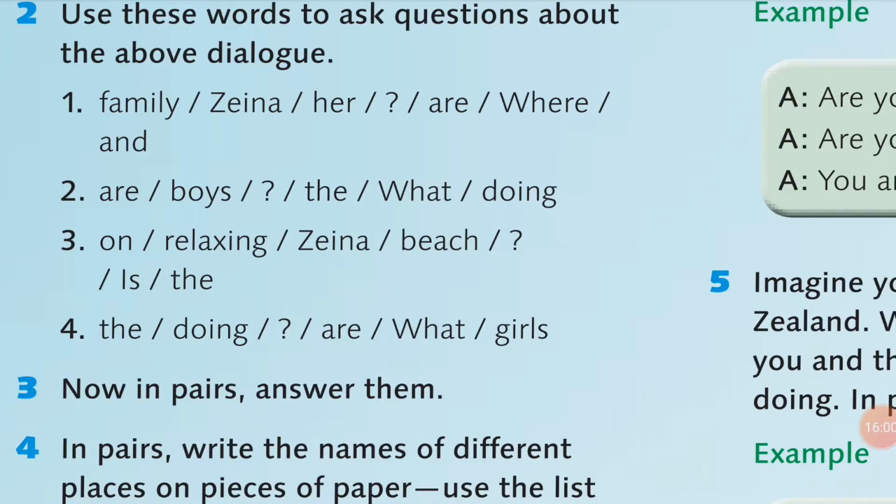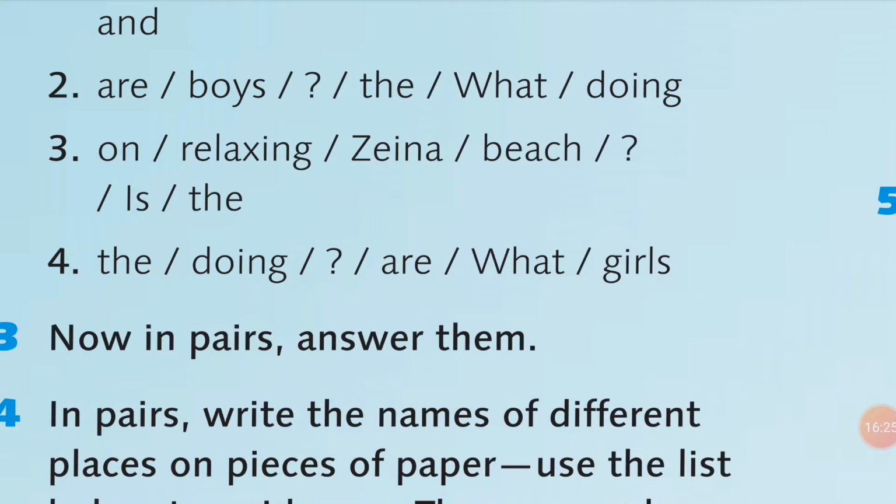Okay, I will read the clues and the given words for you. Number 1, family, Zaina, her, are, where, and. Listen to me here. You have firstly to try forming these questions, because I will show them to you in a moment. But you have to try. Okay. Number 2, are boys the what doing? Number 3, on relaxing Zaina beach is the. Number 4, the doing are what girls.